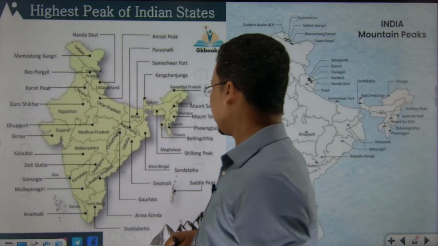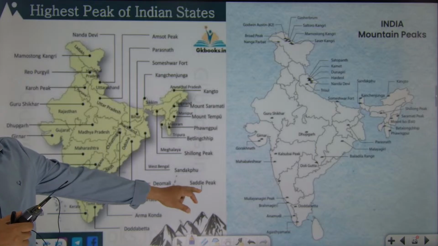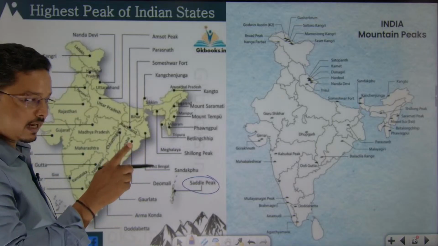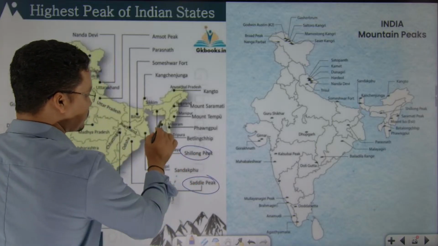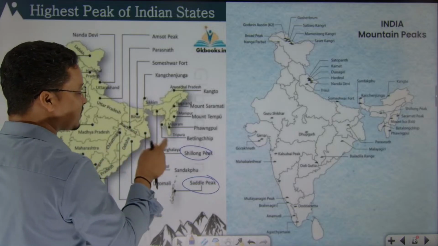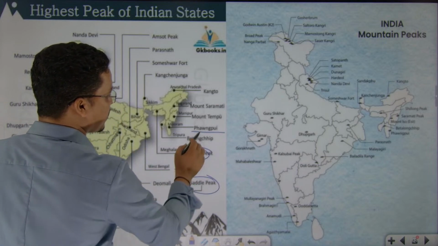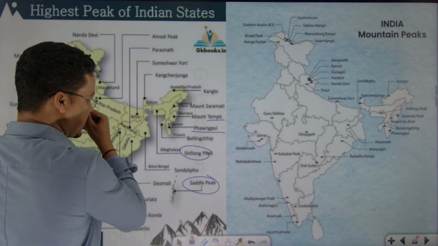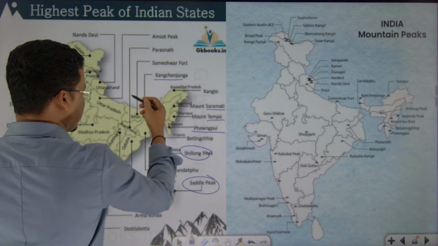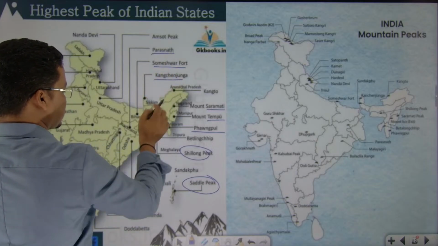Now we come to the important peaks. Saddle Peak, the highest peak of Andaman and Nicobar. Shillong Peak is the Garo-Khasi joint; it would be Khasi, and in case of Garo, that would be Nokrek. In Mizoram, that is Phawngpui. Mount Tempu would be Manipur. Nagaland, that is Saramati. In Arunachal Pradesh we have done, and Sikkim's Kanchenjunga is there. Bihar, that is Someshwar Fort. Parasnath is also there, in Jharkhand.